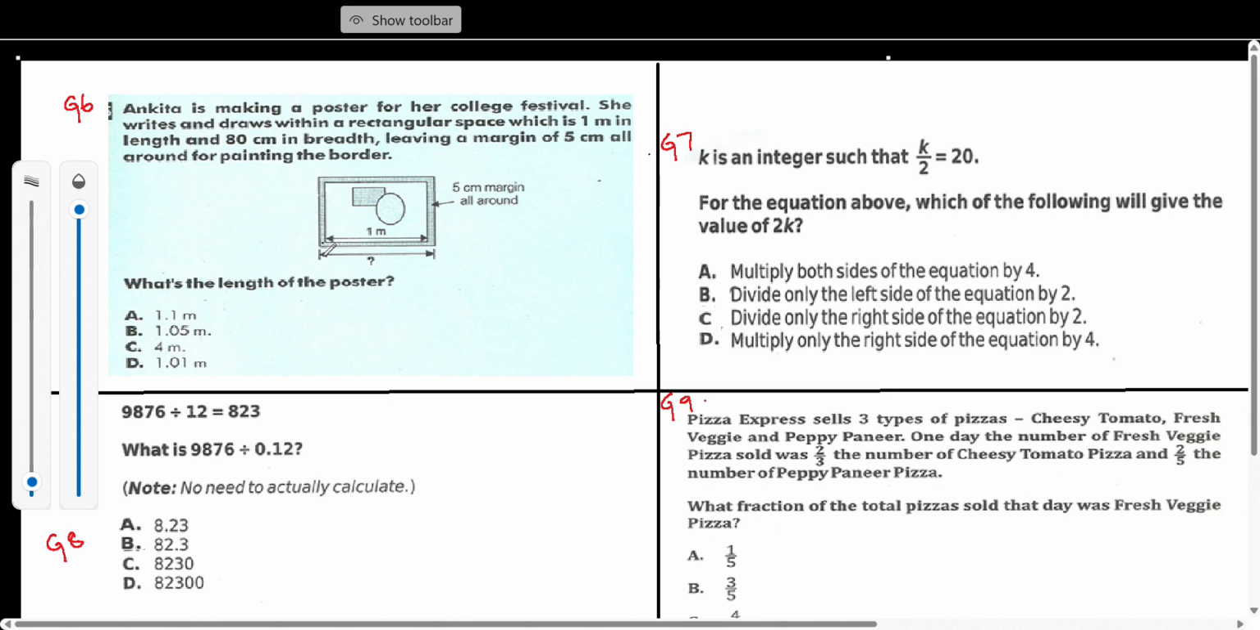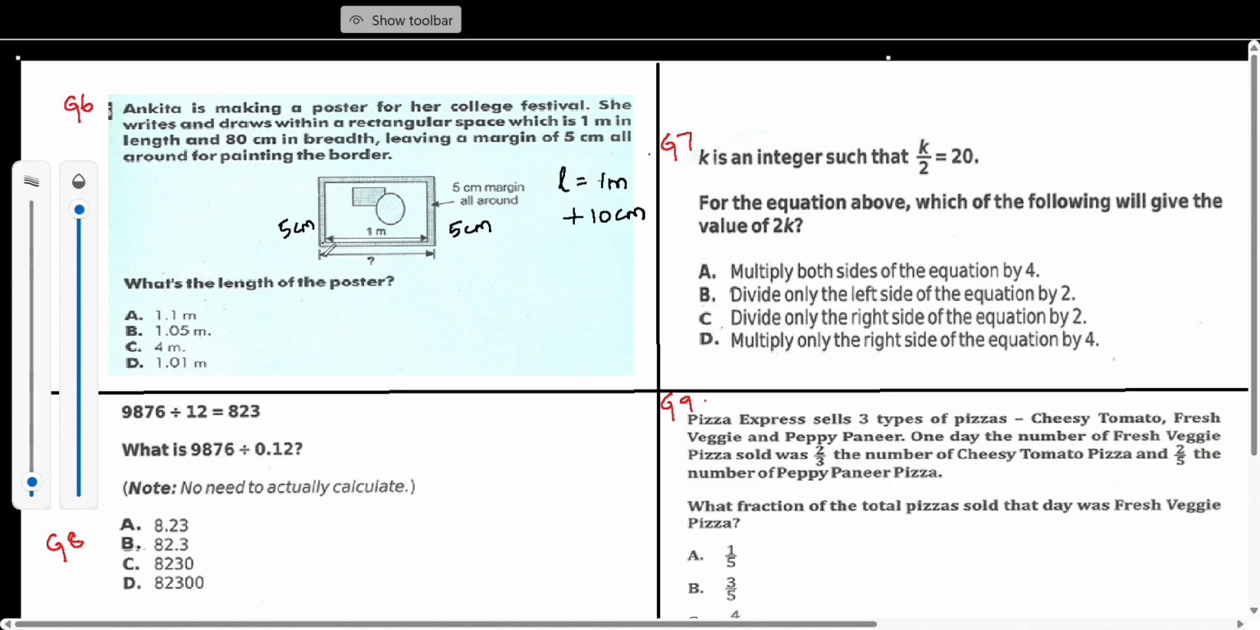It says Ankita is making a poster for her college festival and she is writing and drawing within a rectangular space which is 1 meter in length and 80 centimeter in breadth, leaving a margin of 5 centimeter all around. So what's the length of her poster? The length is already given to be 1 meter, and in addition to it, both sides we have a margin of 5 centimeter here, 5 centimeter here. So 5 plus 5, 10 centimeter. So basically this should be the length of the entire poster.